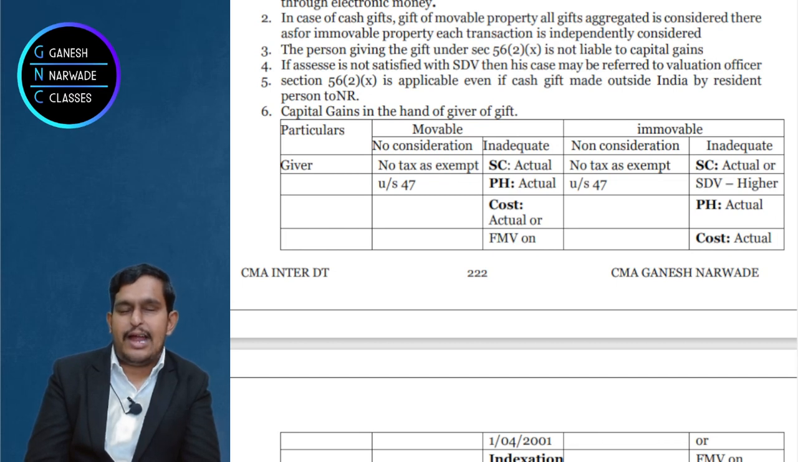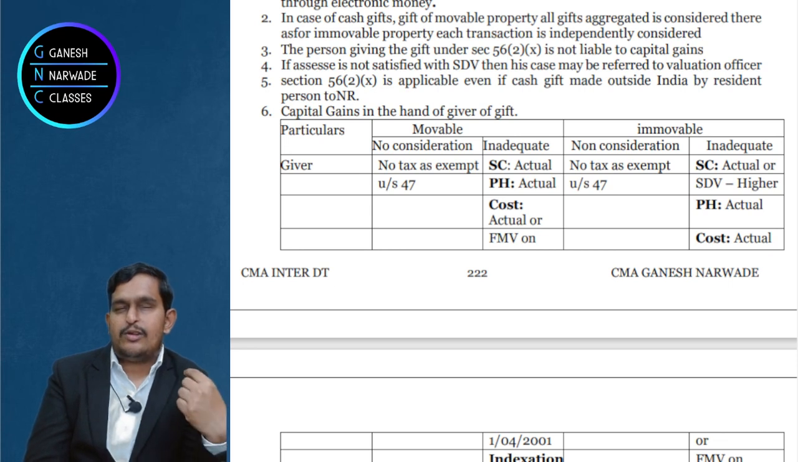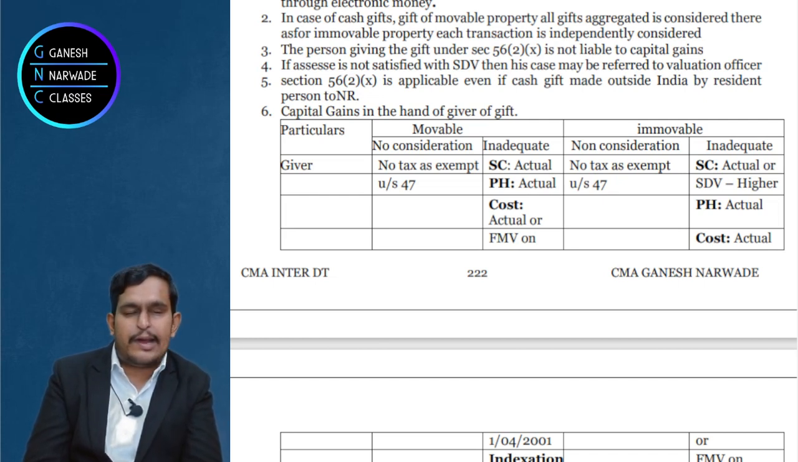We have to understand what will happen to the giver. How will he be taxed? Suppose I am giving a gift to you, what would be the tax implications in my hand? And you as a receiver, what would be the tax implications in your hand? Both should be clear. So I am going to discuss that part with you now. Are you ready? Very good.